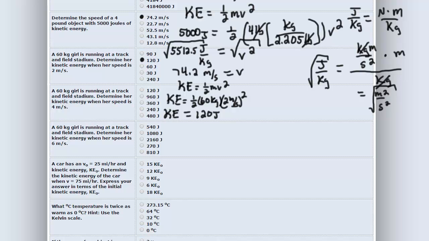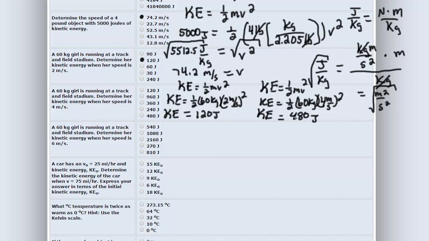A 60 kilogram girl is running at a track and field stadium. Determine her kinetic energy when her speed is 4 meters per second. When her speed is 4 meters per second, kinetic energy is 1/2 mv squared. Her mass again is 60 kilograms. But now her speed is 4 meters per second, and we square that. All right, so 4 times 4 is 16, divided by 2 is 8. 8 times 60, that's 480 joules of energy. Kinetic energy is going to be 480 joules.